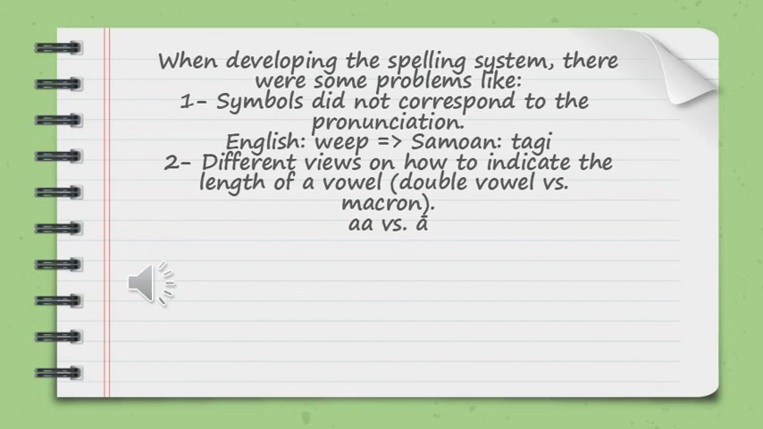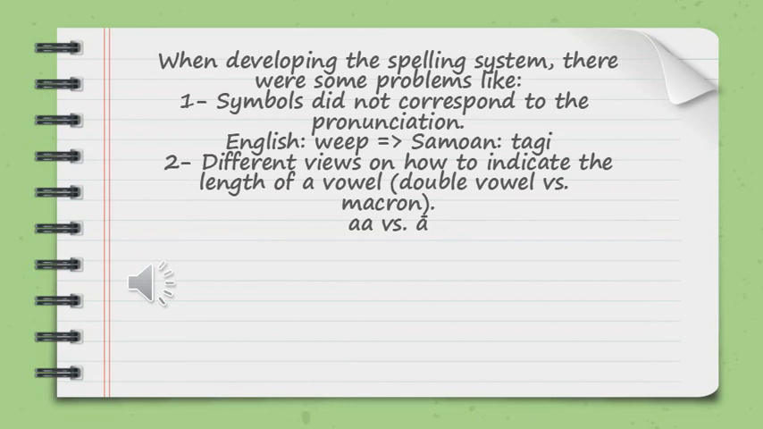So "T-A-G-I" in Samoan is pronounced like "tangi" in Maori but spelled differently. The Samoan orthography is strictly a more precise representation of its sound system. One symbol is used for one sound. These examples illustrate the influence a missionary could have on the codification process.